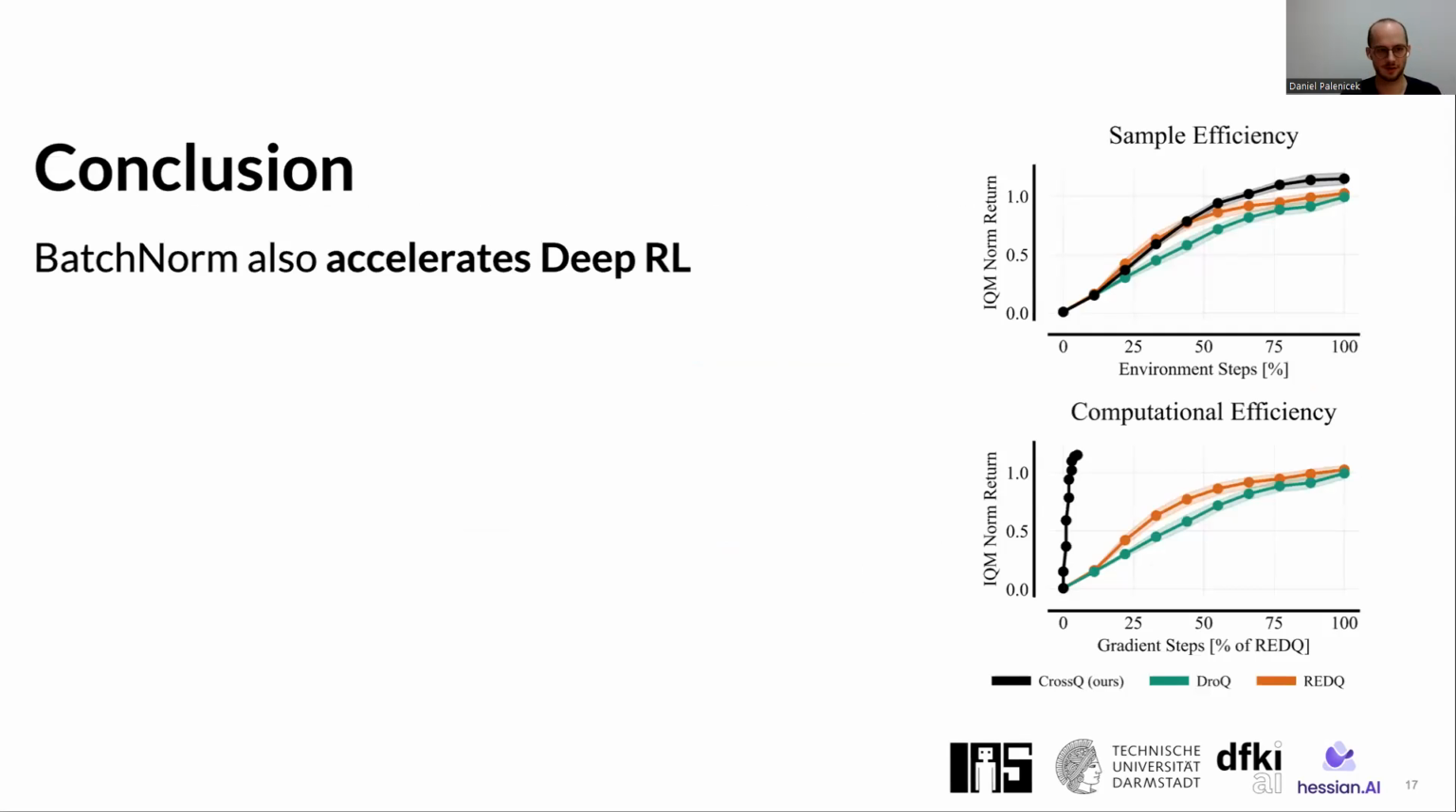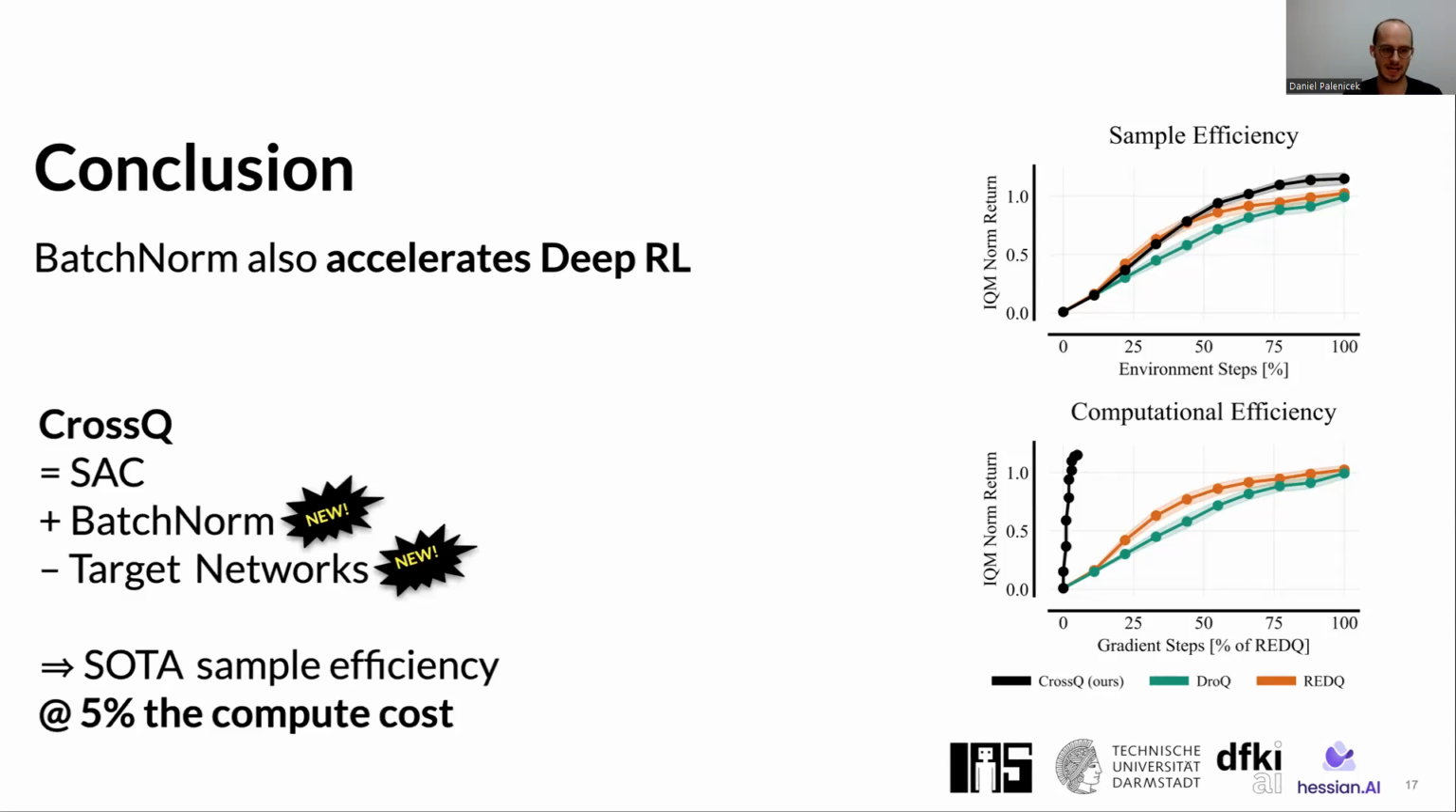All right, and that already brings me to the conclusion. So we've seen that batch normalization can accelerate deep reinforcement learning quite drastically. And we've put all of this into one method, one algorithm. We call it CrossQ. It's essentially an off-policy TD method plus batch normalization and without the target networks. And what you get is state-of-the-art sample efficiency at really reduced computational cost compared to the current state-of-the-art.